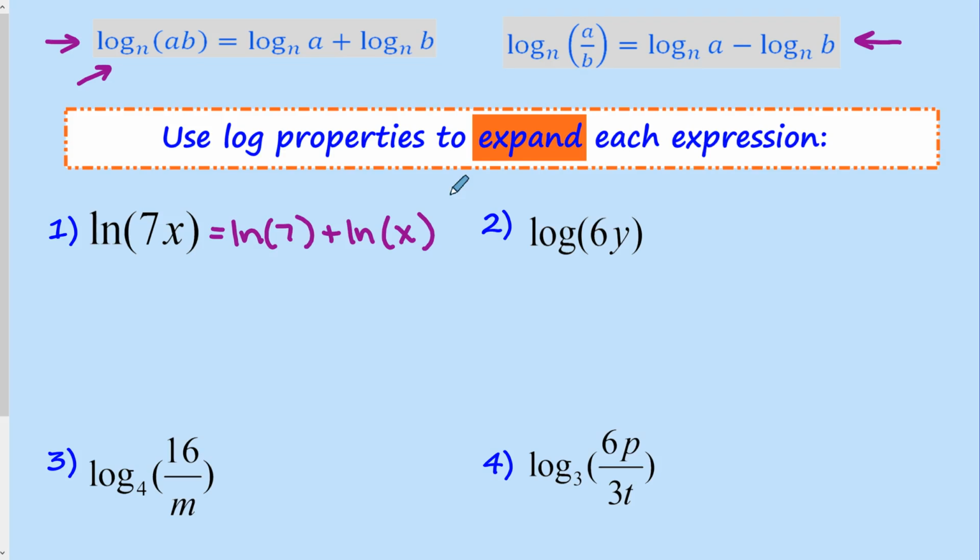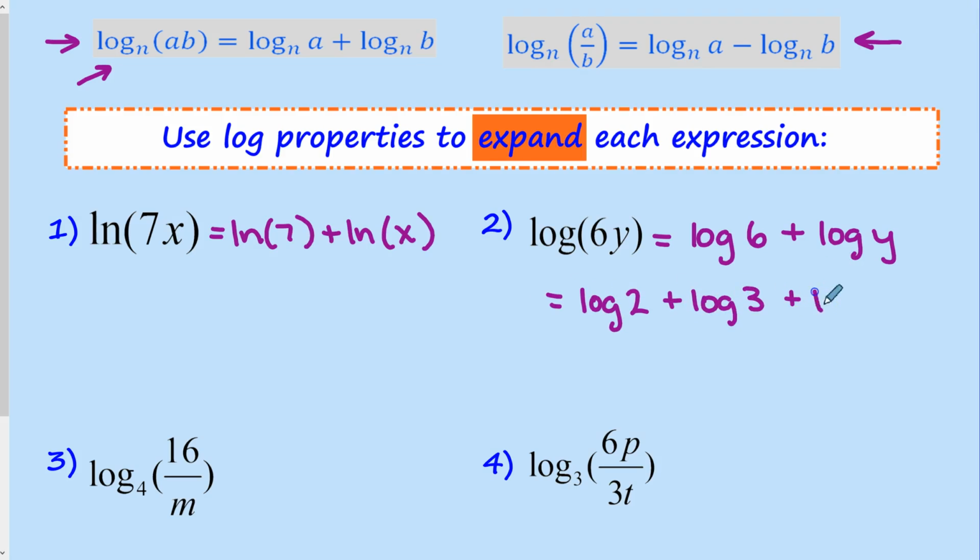Okay, number 2 is log of 6y. So we could break that down using the same property into log of 6 plus log of y. Now you might argue, why don't we break down log of 6? 6 is a product as well. You certainly can. You can break it down into log of 2 plus log of 3, since 2 times 3 is 6, plus log of y.